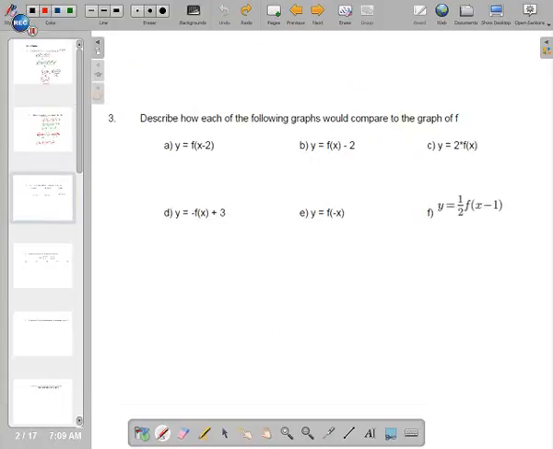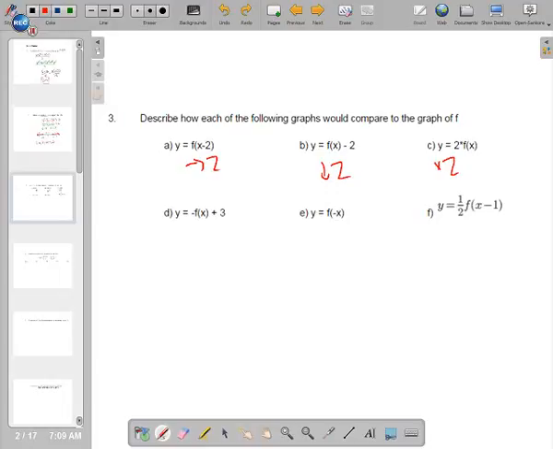Let's move on. How will we move the graphs? We're talking about transformations. If you're inside the parentheses, x minus 2 is going to go right 2. Outside, when you subtract, is down 2. When you multiply, this is going to be a vertical stretch. So a vertical stretch times 2. The y coordinates are going to get doubled.